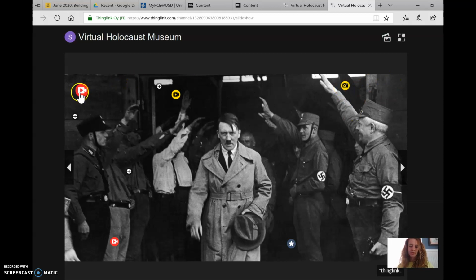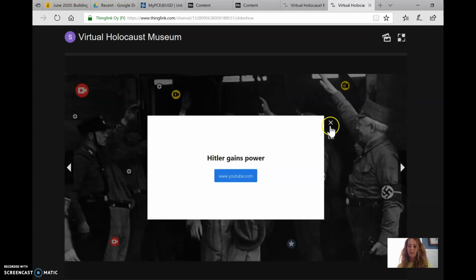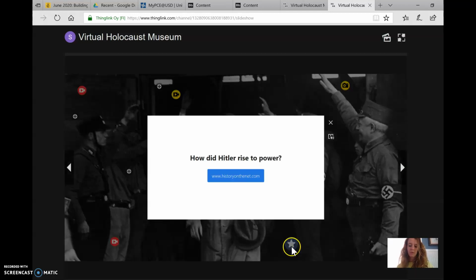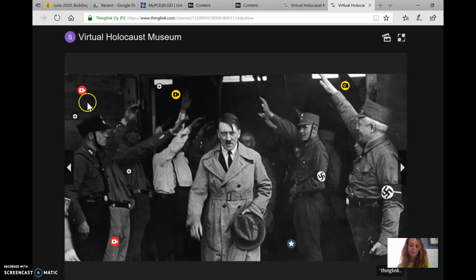Some more pictures, a couple other videos, another one about him gaining power. I have one in which he actually takes power and he's signing some documents as he becomes the Chancellor of Germany. Some more text snippets and of course some articles that I'd like you to read.